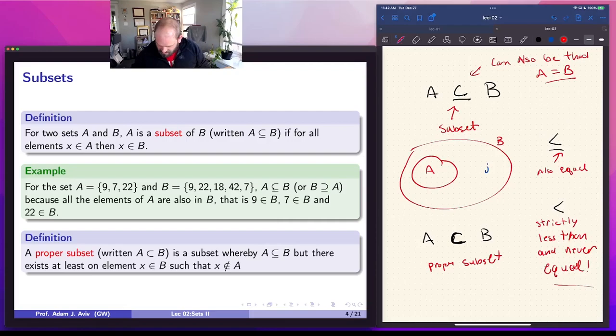So for this one, it could also be the same set. But here it can never be equal. Let me rewrite this. My logic is all over the place. Let me make this a little bit smoother for you guys. I'm just trying to say that it can never be the case that A equals B. I'm just going to write that.